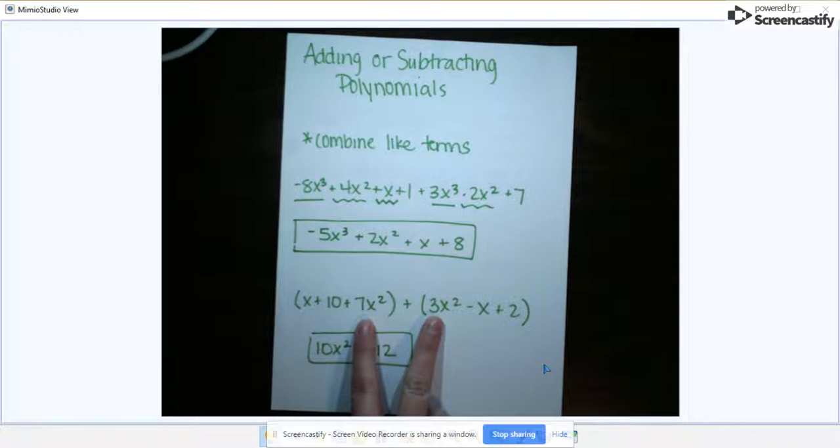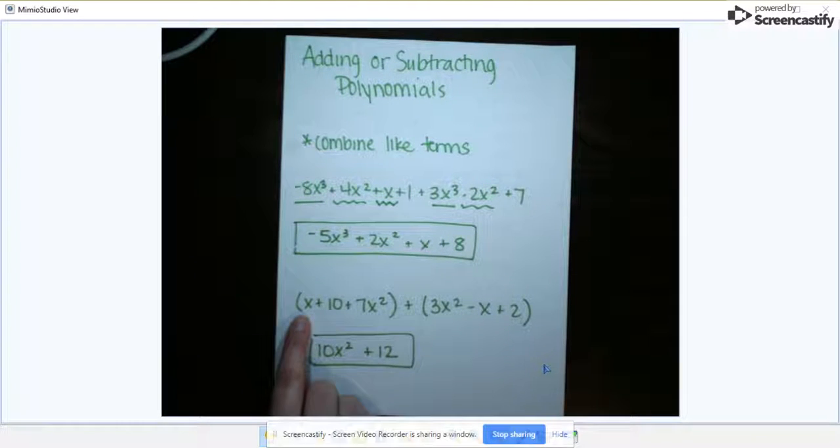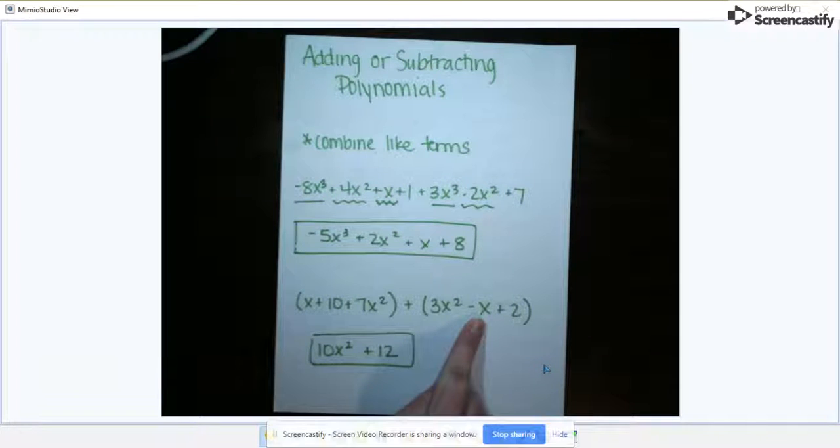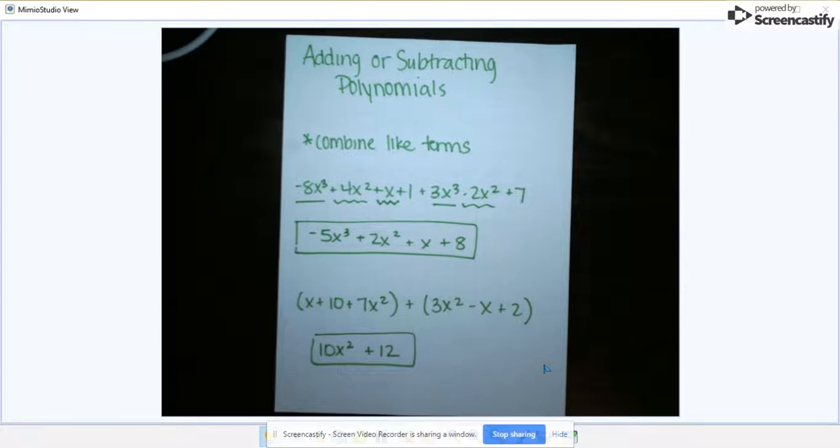So 7x squared plus 3x squared gives me 10x squared. Then I'm going to look for my next highest degree, which is 1. So I have an x minus x. 1x minus 1x cancels off to be 0, so I don't write that. And then I have my constant, so 10 plus 2 gives me 12.